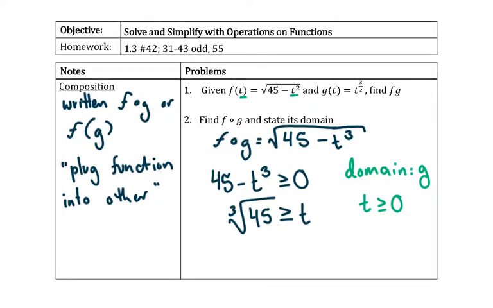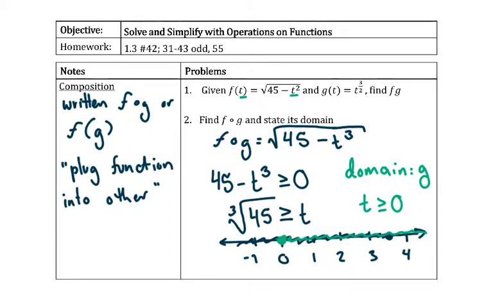So if you think about it on a number line, the first domain would be t has to be less than the cube root of 45. If you type it into the calculator, that ends up being about here, in between 3 and 4, so it's got to be less than that. But for g it says it has to be greater than 0. And so then the domain of f of g is just where those two overlap here.